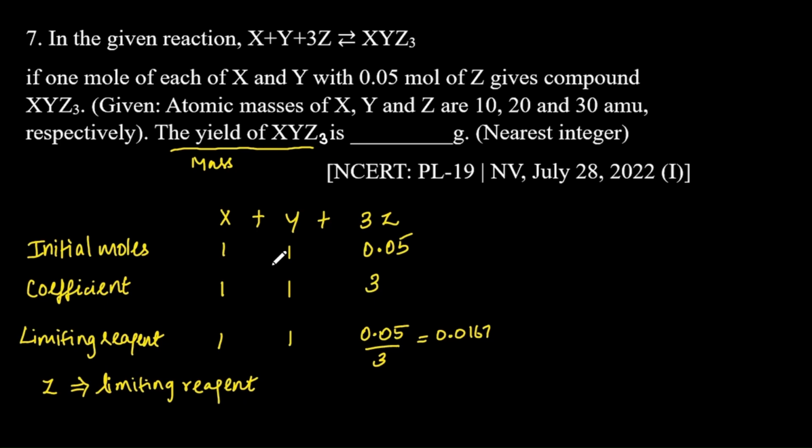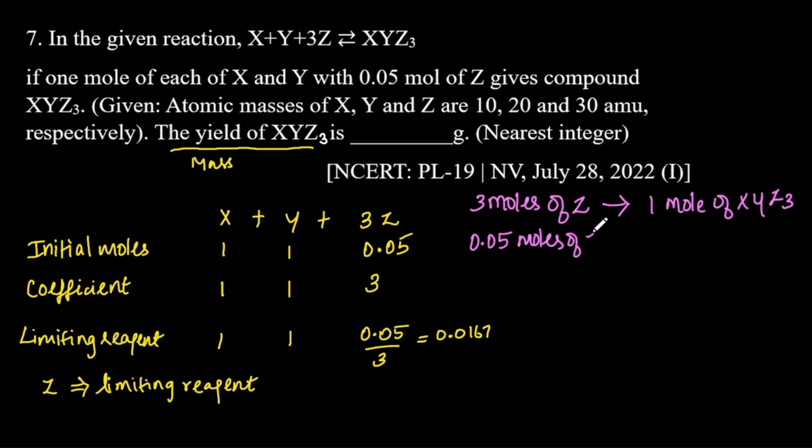So from this equation, what we can conclude? The given equation is X plus Y plus 3Z gives XYZ3. Here, the limiting reagent is Z and it is having 3 moles. So we can write that 3 moles of Z is giving 1 mole of XYZ3. This is according to the equation. Now the initial mole of Z is 0.05. So therefore, 3 moles of Z gives 1 mole of XYZ3. Now 0.05 moles of Z will give how many moles of XYZ3?